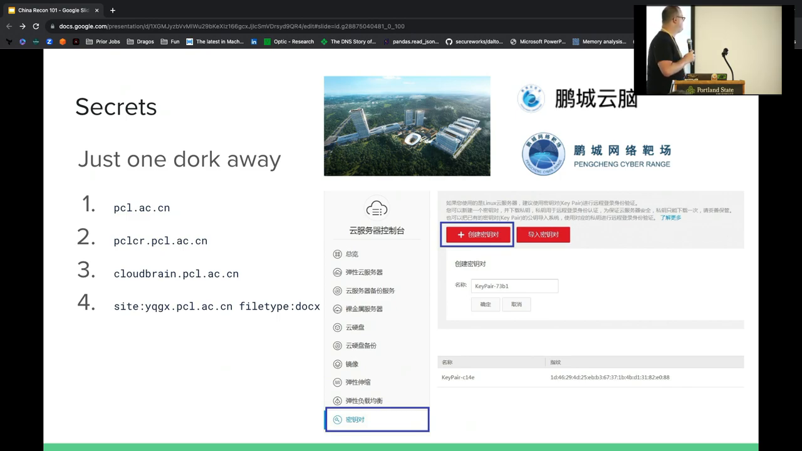So that brought me to pclcr.pcl, which is essentially their range, just by simply hunting around their domains. I popped into CloudBrain, which is also quite interesting, which is their ML data center. And what I found most interesting is if you look for docx's on a resource related to CloudBrain, it was possible to find a public key pair, which, again, it's a public key pair. Like, you can't use it to own anything. But in some cases, it gives you some awareness of, oh, somebody associated with PungChung might be trying to talk to my SSH host. As a really quick example.